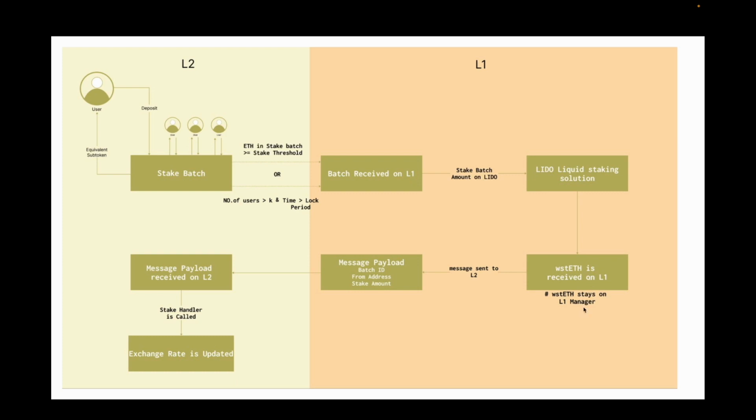This wstETH will be staked on the L1 manager contract, and the message payload will be sent to the L2 blockchain. Now the message payload will contain batch ID, from address, and stake amount. This message payload will be consumed on the L2 blockchain, in our case Scroll. The stake handler function will be called, and the exchange rate will be updated.